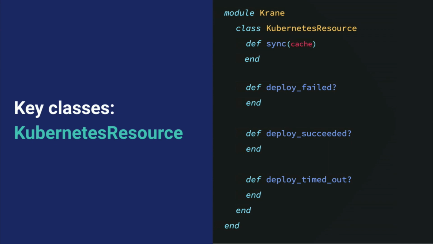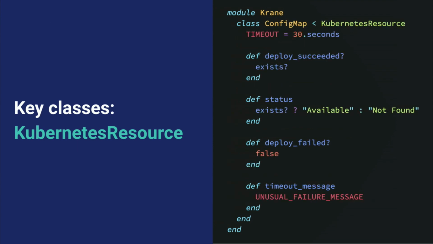So as I was suggesting, the way that we are taking a snapshot is by delegating to instances of the Kubernetes resource class. The watcher is going to call the sync method on each one of those, and it's going to pass in an object that has read-only API access and handles caching. The instance is then going to use that object to get whatever information it needs from the API server without ever causing us to repeat an API call within a sync cycle. After the sync is complete, the watcher is going to call these deploy failed, deploy succeeded, and deploy timed out methods on the resource instances to see if a determination has been reached for that instance.